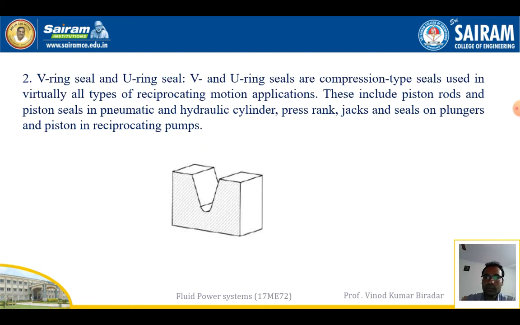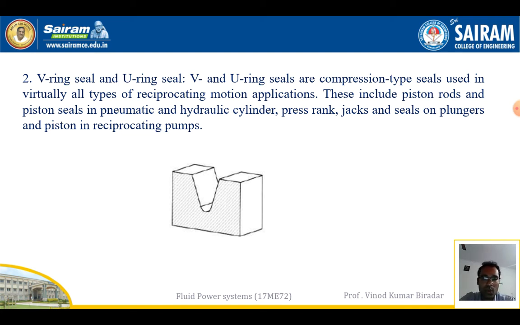The second one is the V-ring seal, and the U-ring seal. V and U-ring seals are both compression type seals used in virtually all types of reciprocating motion applications. Wherever reciprocating motion is there, we use the V-ring seal component in a hydraulic power system. These include the piston rods and piston seals in pneumatic and hydraulic cylinders, press tanks, jacks, and seals on a plunger and the piston in reciprocating pumps.